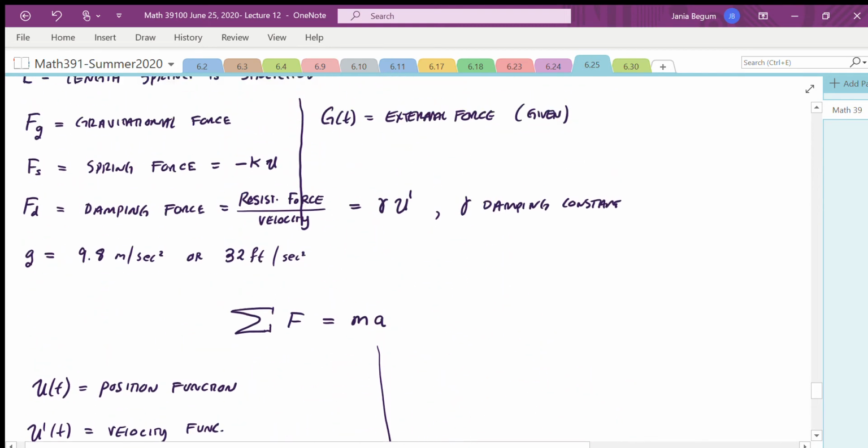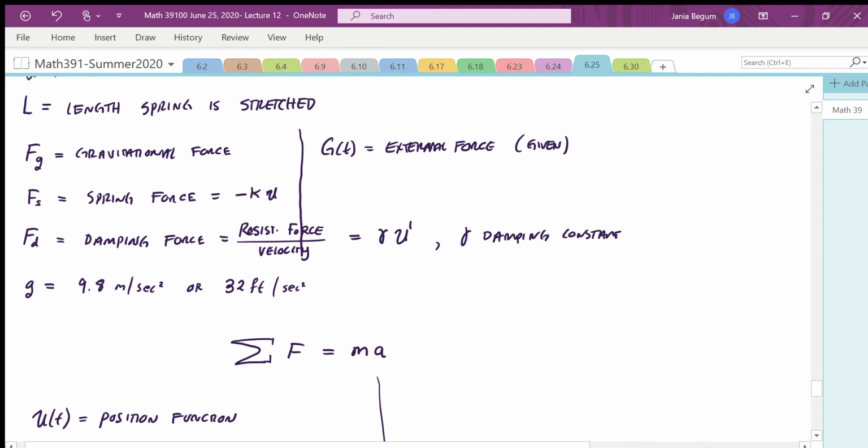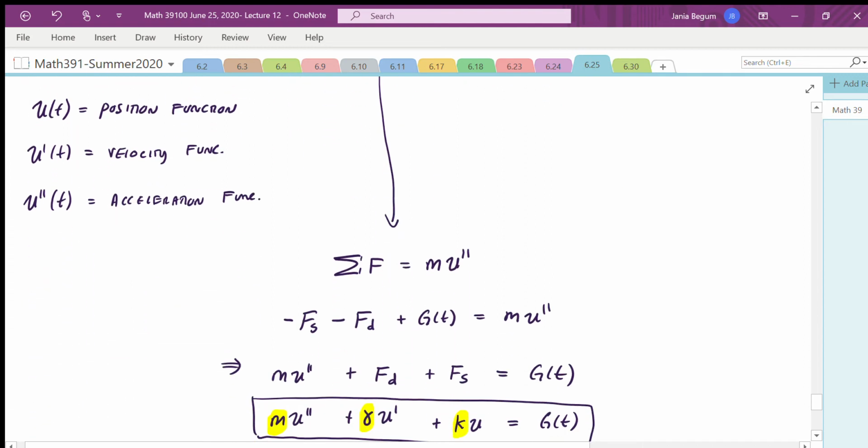So we said that the damping force is a damping constant times the instantaneous velocity, which is u prime. So we have gamma times u prime. So that's what I replace Fd with.